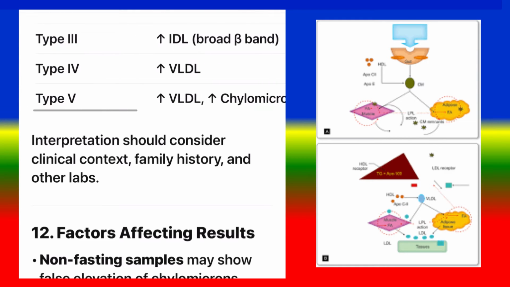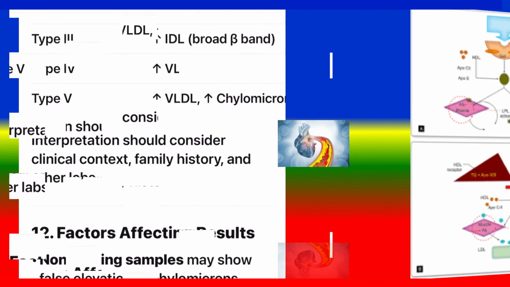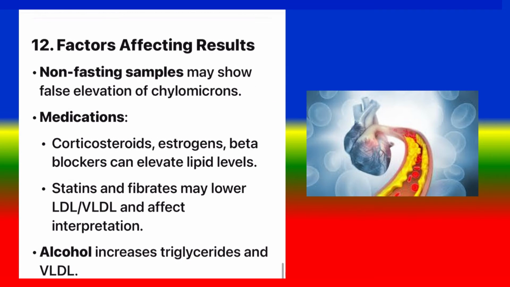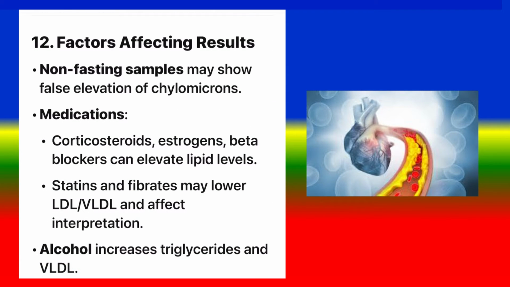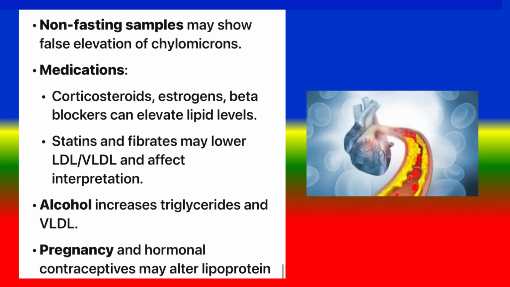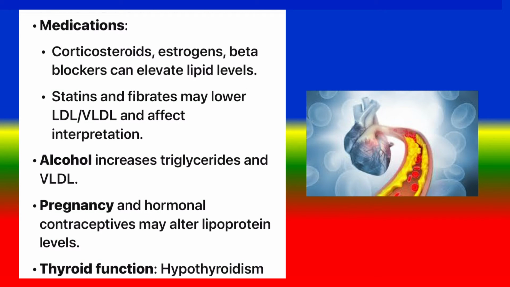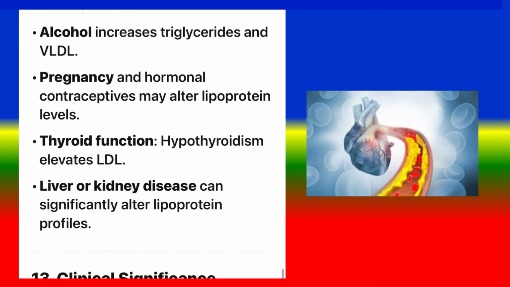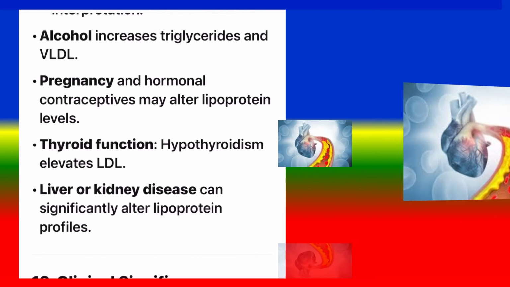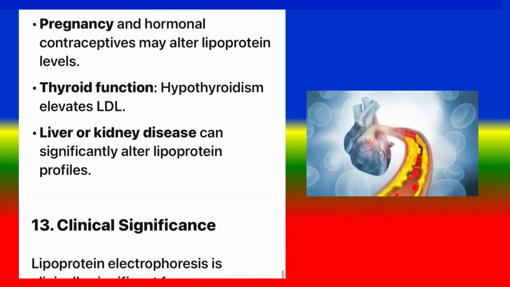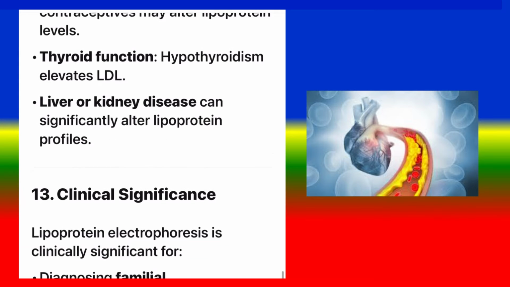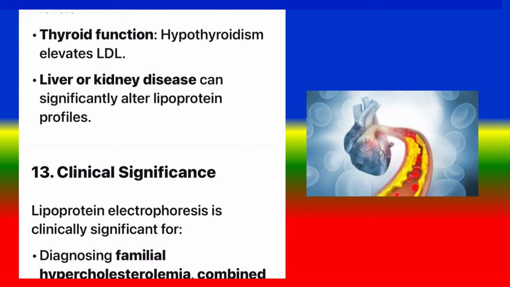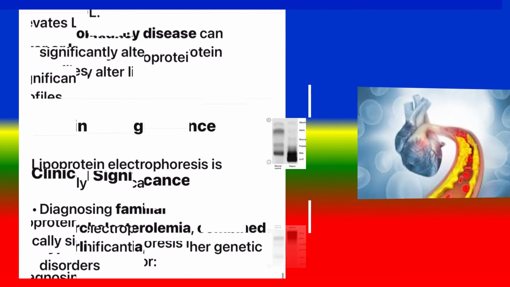Interpretation should consider clinical context, family history, and other labs. 12. Factors affecting results. Non-fasting samples may show false elevation of chylomicrons. Medications, corticosteroids, estrogens, beta blockers can elevate lipid levels. Statins and fibrates may lower LDL, VLDL, and affect interpretation. Alcohol increases triglycerides and VLDL. Pregnancy and hormonal contraceptives may alter lipoprotein levels. Thyroid function. Hypothyroidism elevates LDL. Liver or kidney disease can significantly alter lipoprotein profiles.